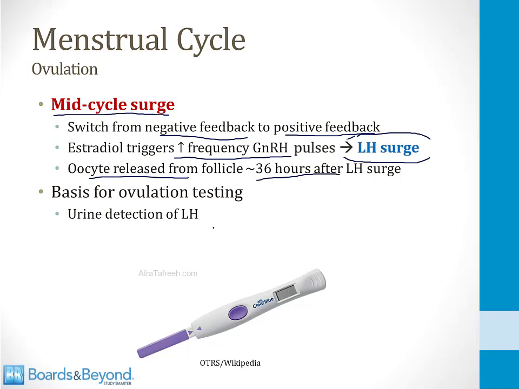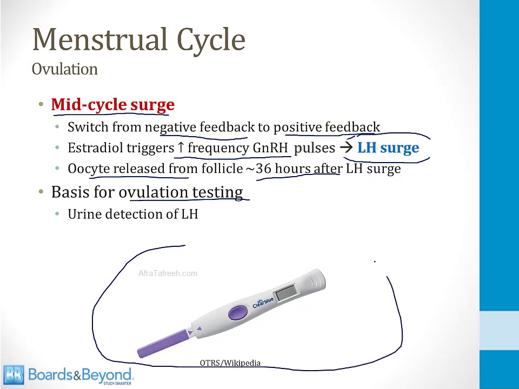And this mid-cycle surge is the basis for ovulation testing that women can use when they're trying to get pregnant. You can purchase an ovulation testing kit like I've shown on the screen here at a drugstore. Women can test their urine and the kit will show when there is the presence of LH in the urine, and this means that they are about to ovulate and they're at the right time to get pregnant.